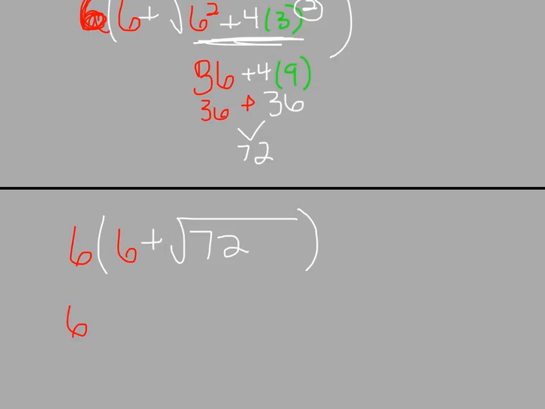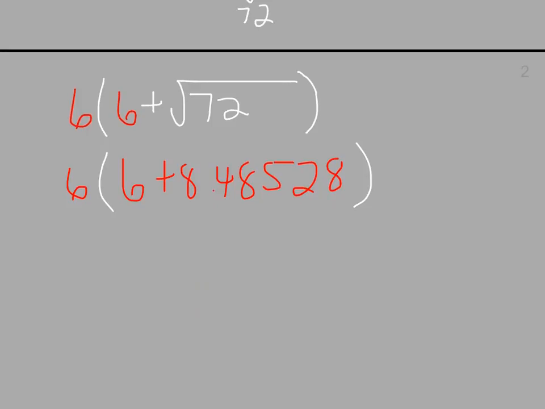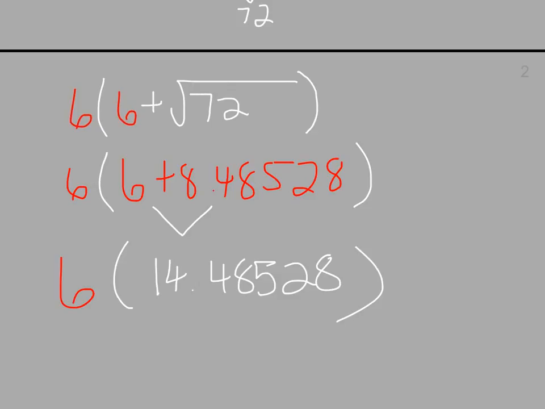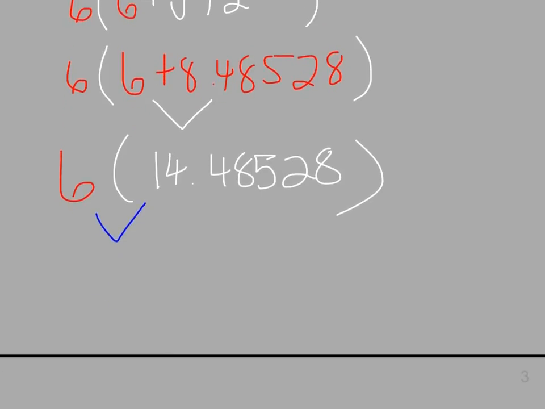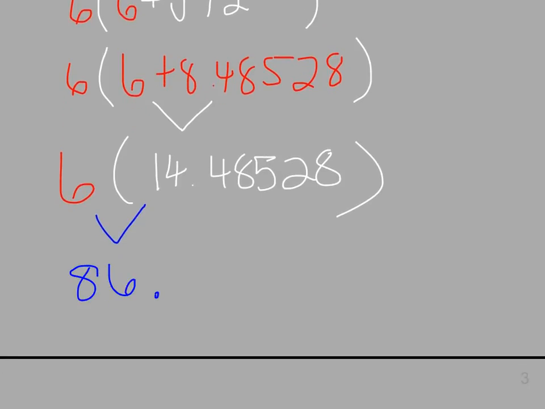So, we have 6 times 6 plus 8.485228. That'll do it for us. Again, order of operations, we still have a group in here, so we're going to have to figure out what that equals. And that's going to be 14.48528. So it's going to be 6 times that. And what we're going to get is 86. And at this point we're allowed to round, 91.